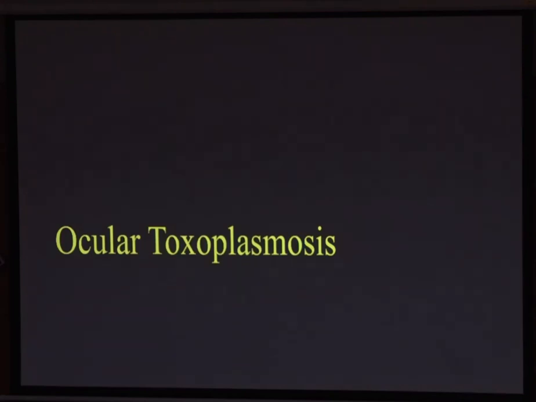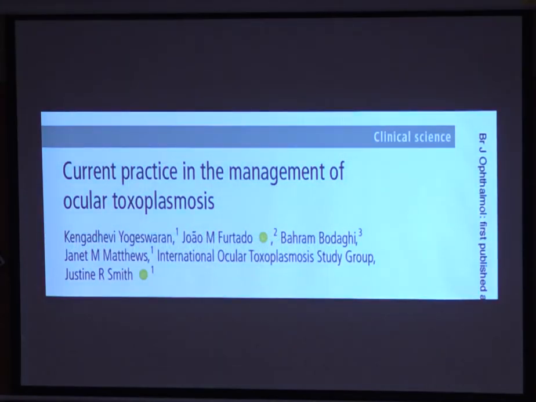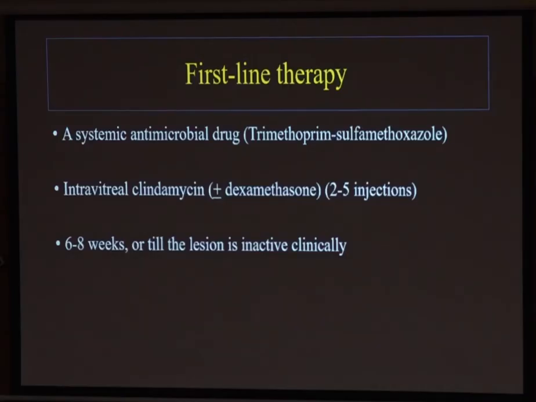Ocular toxoplasmosis is again another challenge where you see these patients coming back with recurrence again and again. So recently we have had this current practice in the management of ocular toxoplasmosis by the study group, which involved a number of countries and all the practicing ophthalmologists who see patients of toxoplasmosis. So the first line therapy of toxoplasmosis is of course a systemic antimicrobial drug, and the preferred combination is trimethoprim with sulfamethoxazole, which is available as Septran, along with intravitreal clindamycin, which is now preferred over the oral clindamycin, with or without dexamethasone. And this treatment is given for 6 to 8 weeks or till the lesion is clinically inactive.